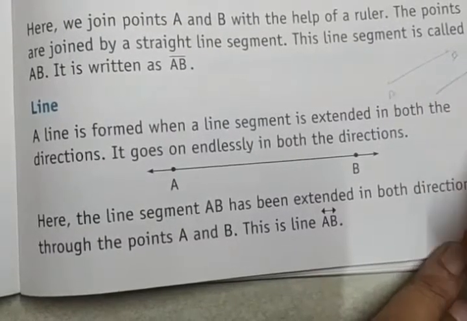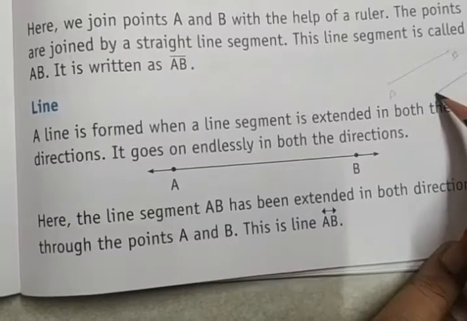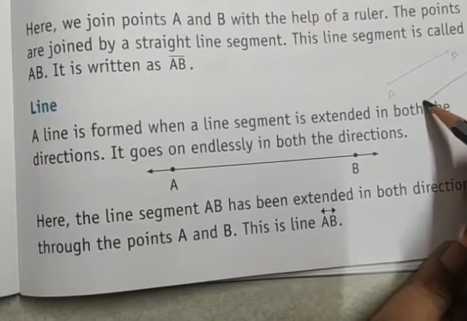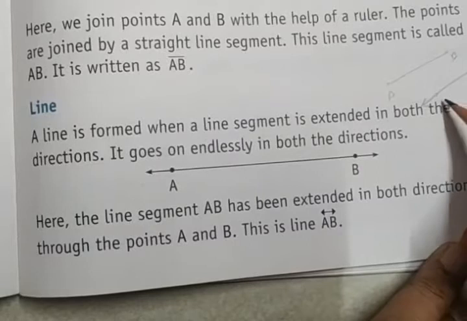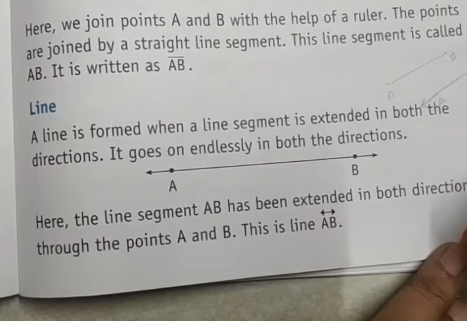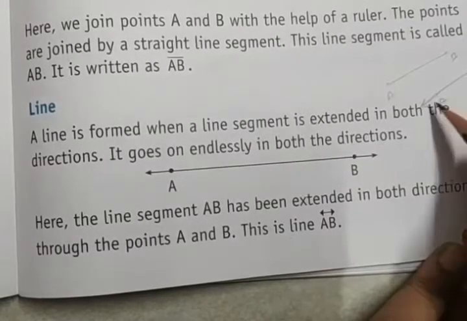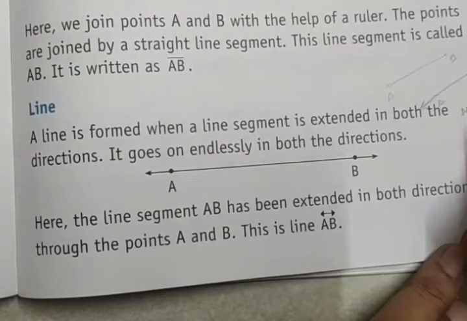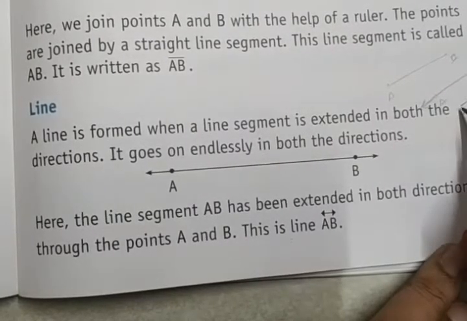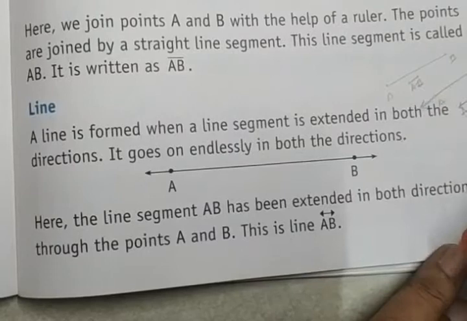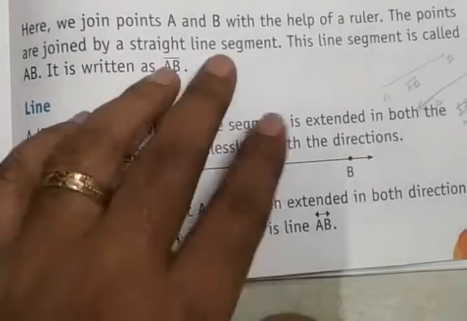When we have a line, we join the dots, and it continues after the dots also. This is an arrow and this is an arrow. This is A and this is B. This is called a line. It extends towards the right side and towards the left side. In both directions it keeps on extending. This is denoted by A, B and arrows on both sides. This is a line segment. This is a line. Clear?